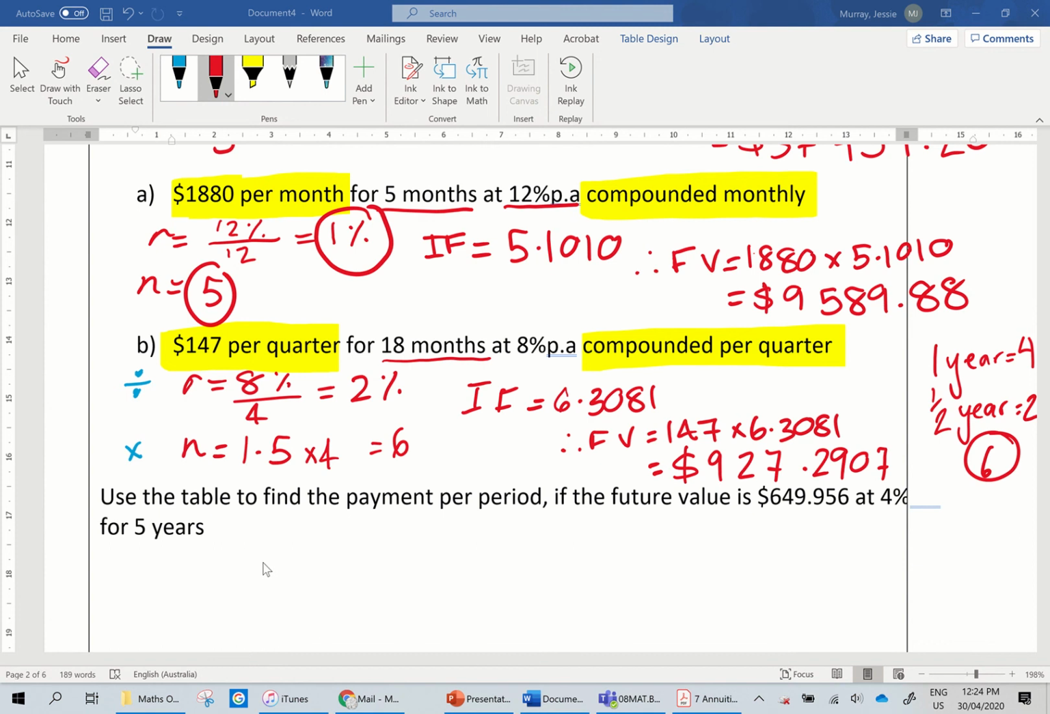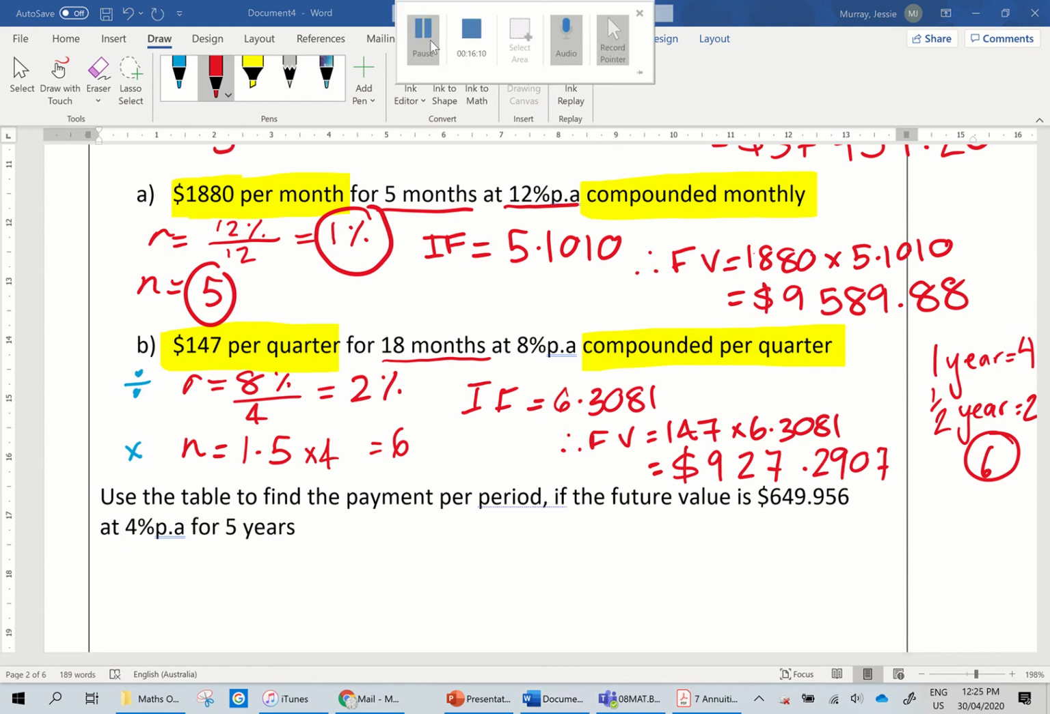And the last question, this is a level 3 question, okay? It's a bit of a backwards question. So let's have a look at this final question. It says, use the table to find the payment per period if the future value is that at 4% per annum for 5 years. Okay, so it's just a backwards question. So all you're going to do is say, okay, my future value, the answer to this question is $649.956. So what was the value?